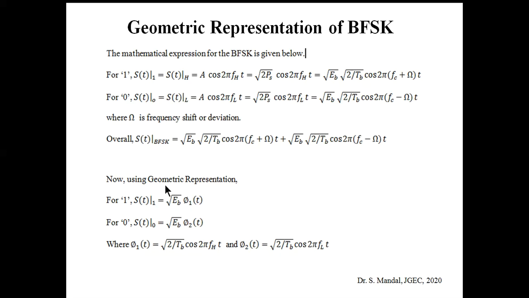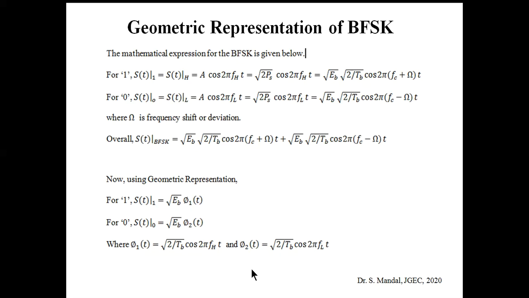Now for geometric representation purposes, we substitute the first two equations like this: for 1, s_1(t) can be given by root over Eb into phi 1(t), and for 0, s_0(t) equals root over Eb into phi 2(t), where phi 1(t) equals root over 2 by Tb cos 2 pi f_H t, and phi 2(t) equals root over 2 by Tb cos 2 pi f_L t. Phi 1(t) and phi 2(t) are orthonormal signals. That means the angle between them is 90 degrees, or they are perpendicular to each other.